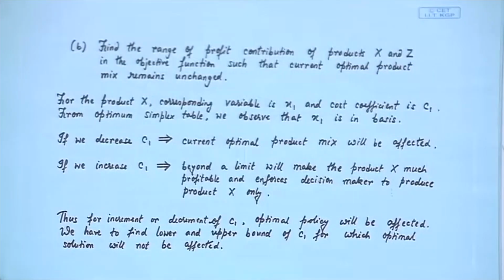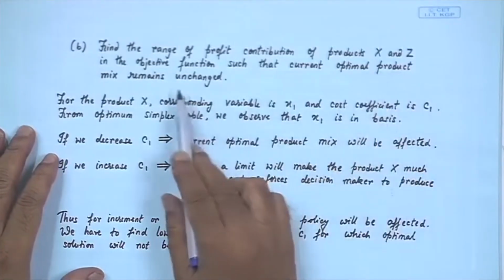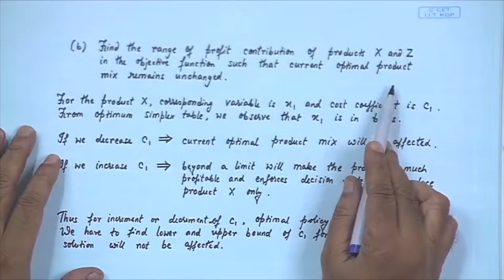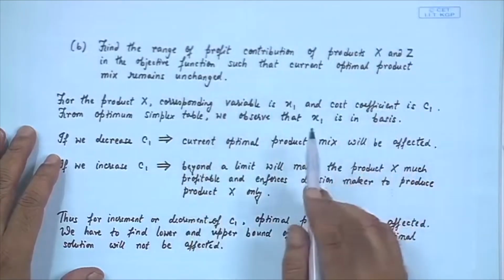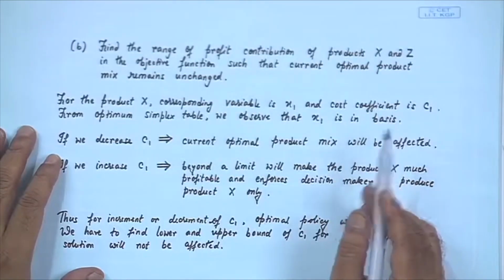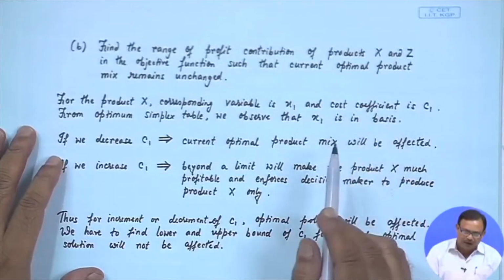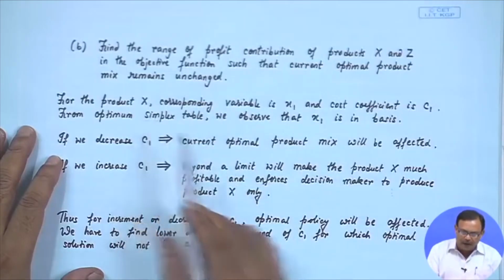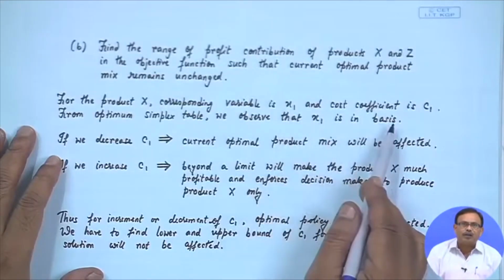find the range of profit contribution of product X and Z in the objective function such that the current optimal product mix remains unchanged. That means, what range of profit contributions of X and Z keeps it unchanged. For the product X, what happens? The corresponding variable, as you know, is x1 and the coefficient is c1.